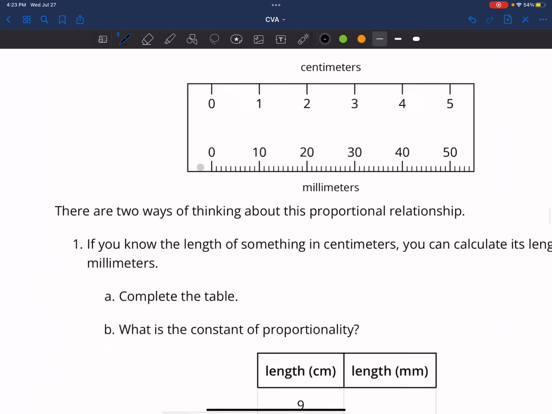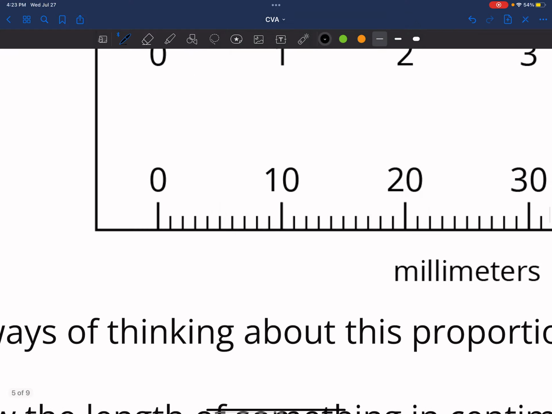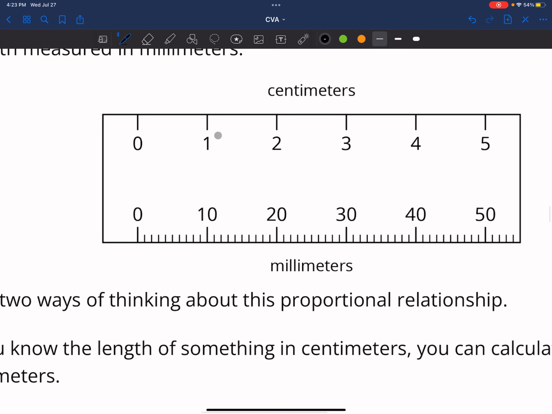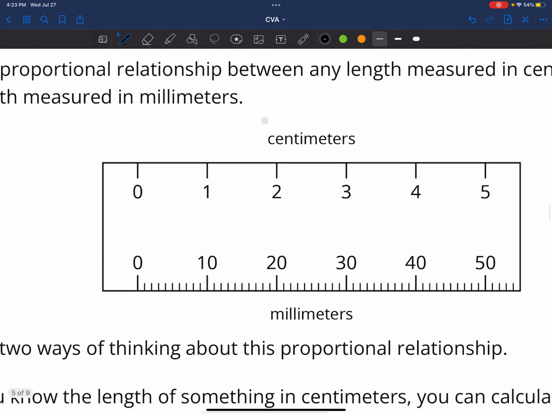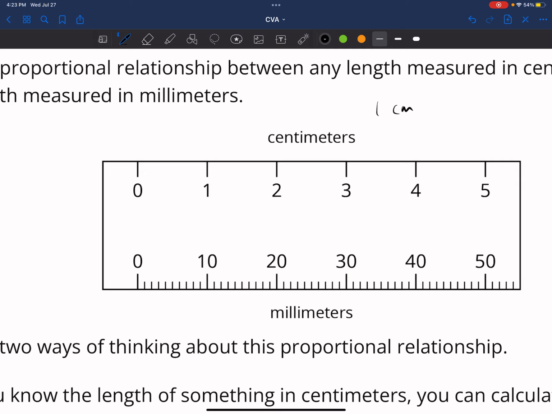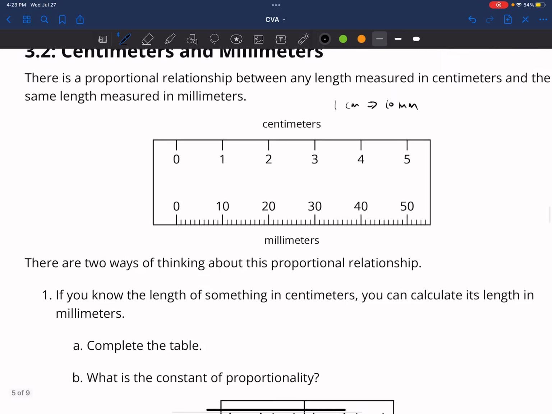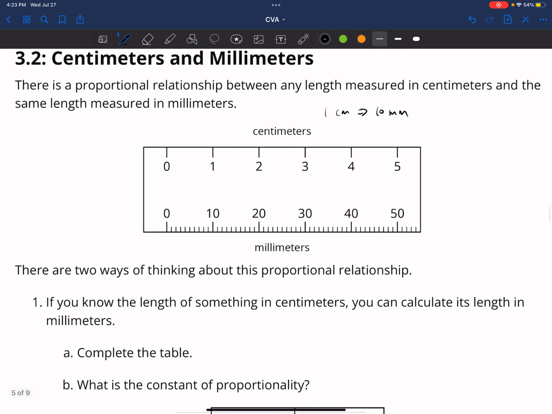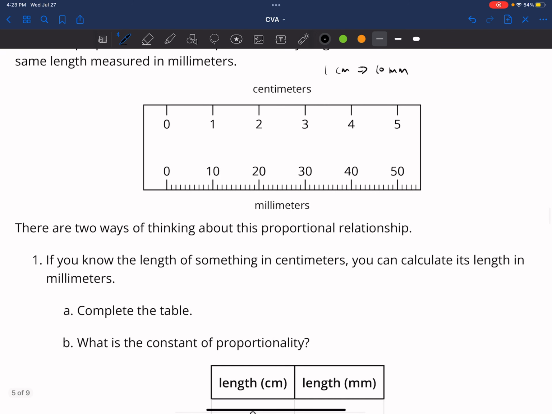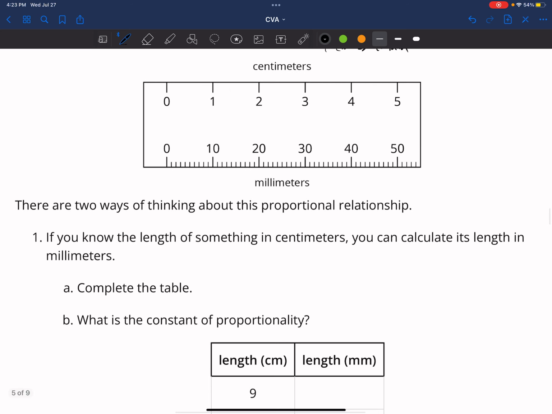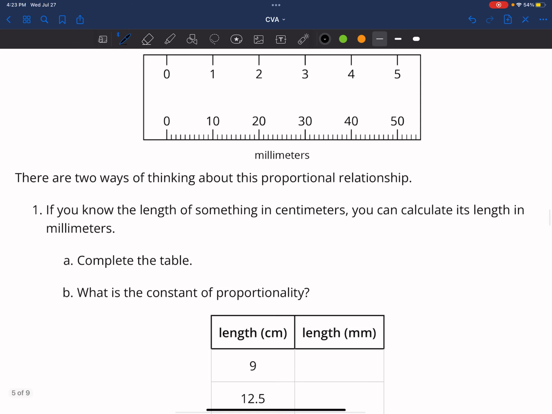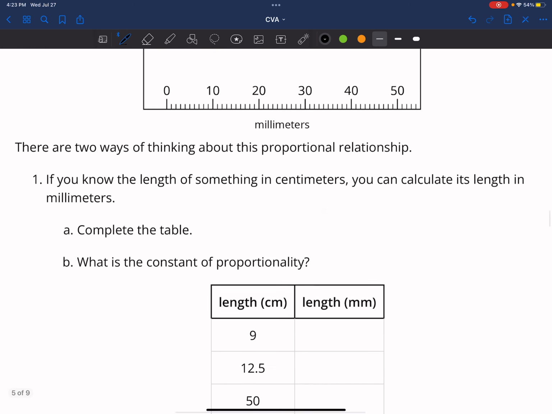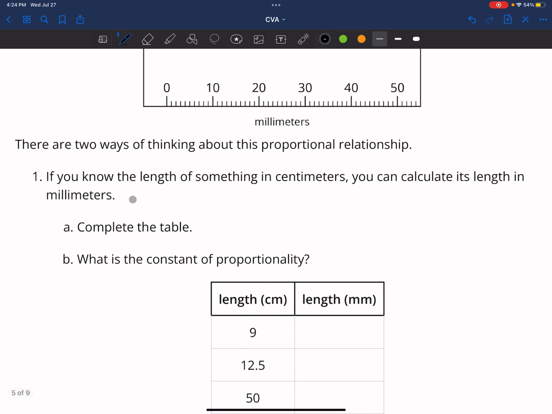So we're dividing this into, let's see if we can count it. That's 1, 2, 3, 4, 5, 6, 7, 8, 9, and 10. So as you can see, 1 centimeter, let's write that down. 1 centimeter is the same thing as 10 millimeters. So any measure of length is a proportional relationship. That's interesting. So there are two ways of thinking about this proportional relationship. If you know the length of something in centimeters, you can calculate its length in millimeters.